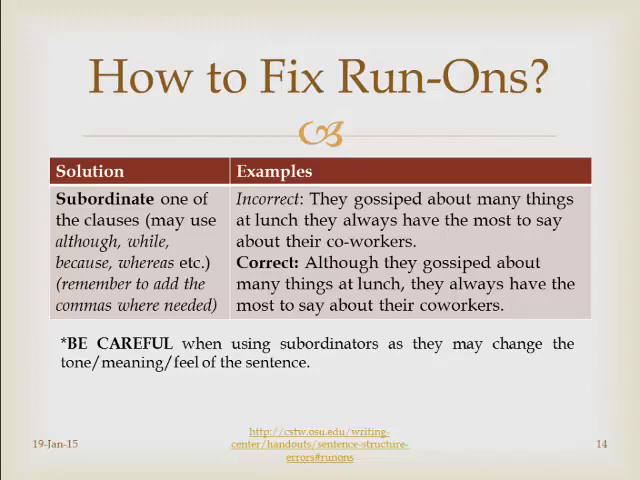Okay, so for example, the correct one: although they gossiped about many things at lunch, you've subordinated that sentence, so it's become a dependent clause. And after a dependent clause, you should have a comma. So, although they gossiped about many things at lunch, comma, they always have the most to say about their co-workers. Now, the only thing to be careful about is when you use subordinators, you subordinate the clause, you make it a dependent clause that's not as important as the independent clause, then you may change the meaning a little bit. So you have to be careful that that is actually what you mean to say.